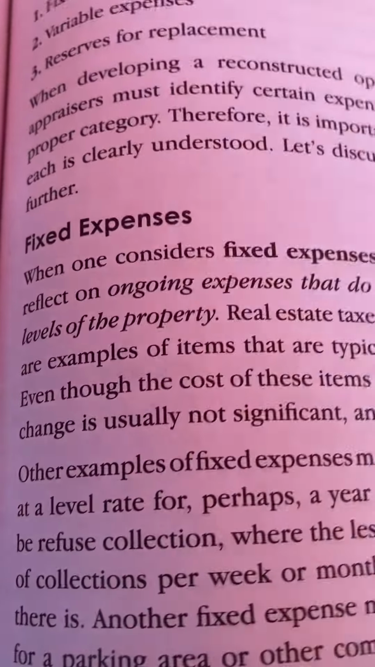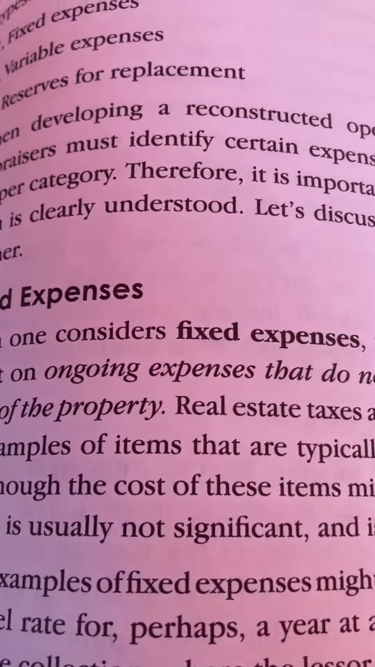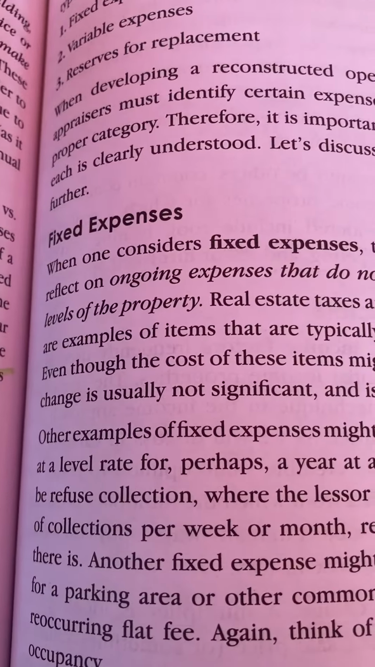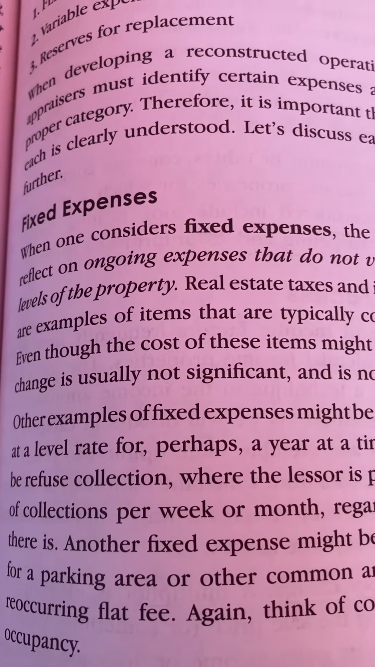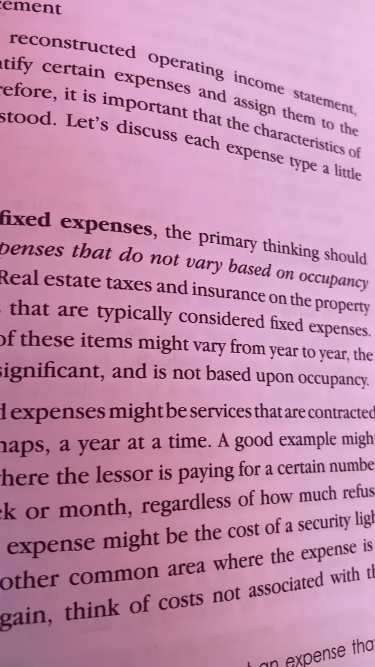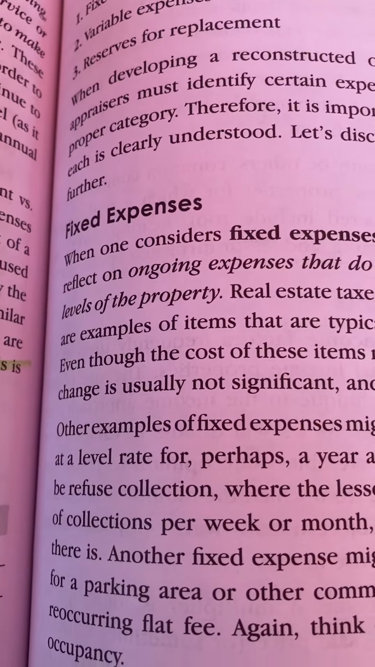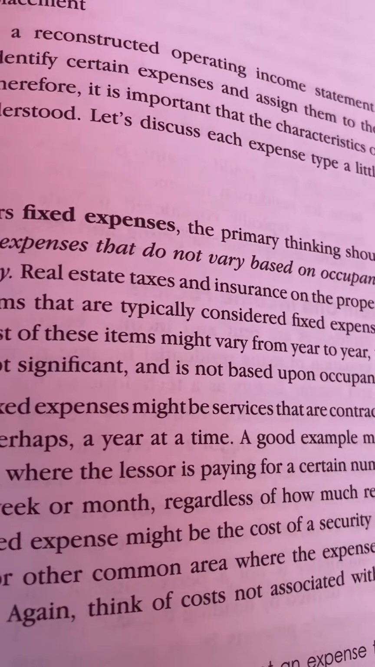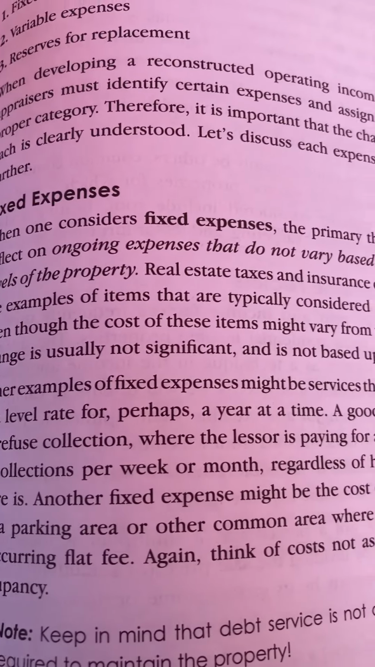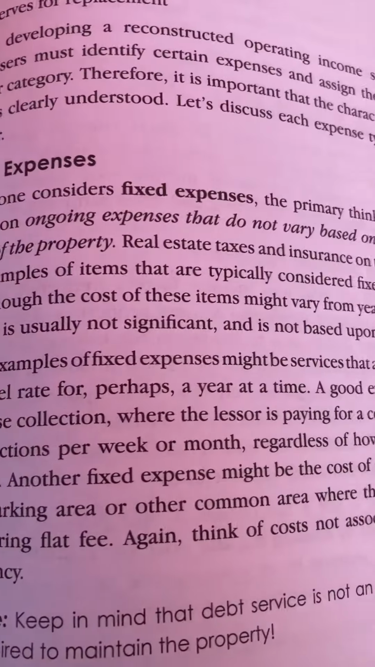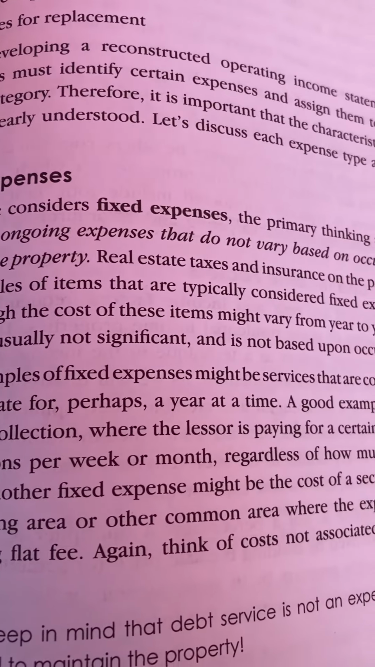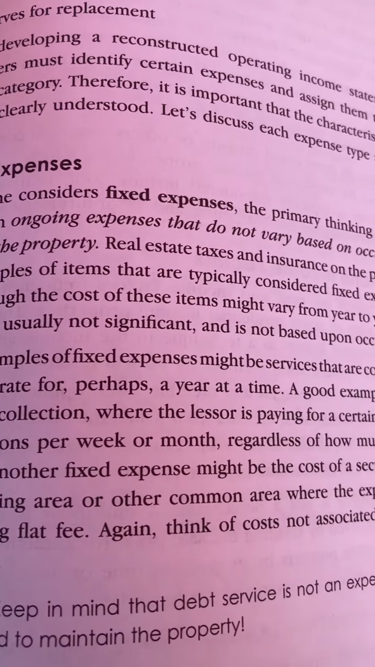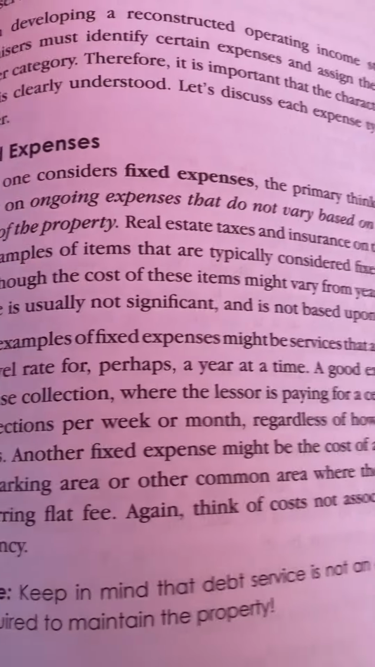Fixed expenses. When one considers fixed expenses, the primary thinking should reflect on ongoing expenses that do not vary based on occupancy levels of the property. Real estate taxes and insurance on the property are examples of items that are typically considered fixed expenses. Even though the cost of these items might vary from year to year, the change is usually not significant and is not based upon occupancy.